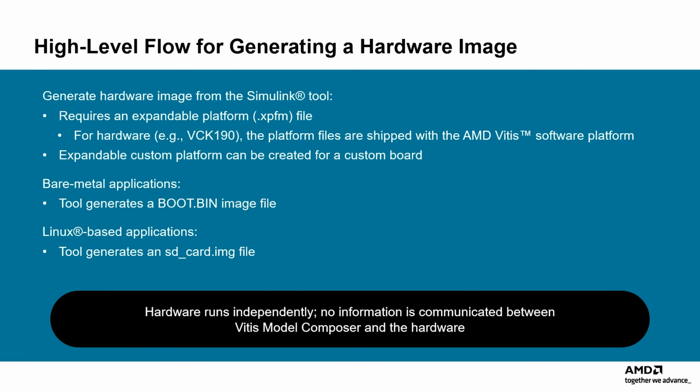You can also create an expandable custom platform for a custom board and use it in Vitis Model Composer. Using the Vitis Model Composer hub block, you have a choice between creating a bare metal application or a Linux-based application for either a hardware target or a hardware emulation target. In hardware emulation, the Vivado simulator is used to simulate the PL portions of the design, and QEMU is used to emulate the host code for the ARM processor.